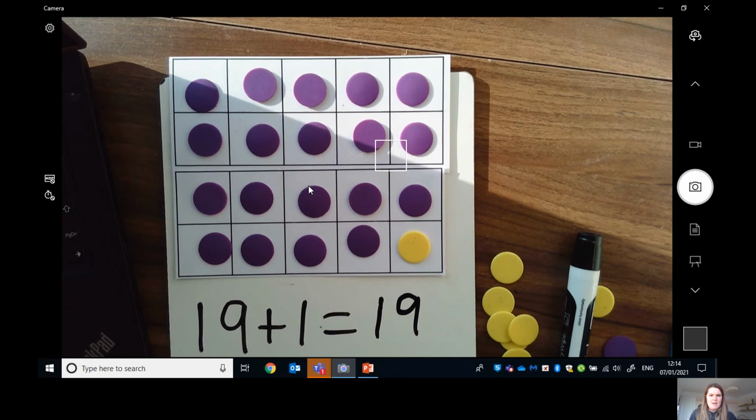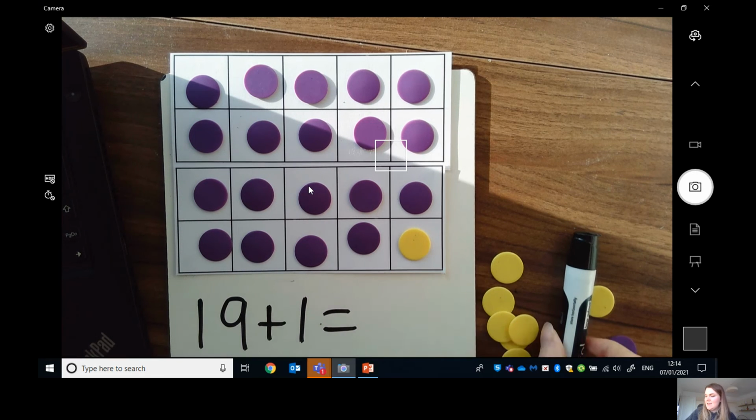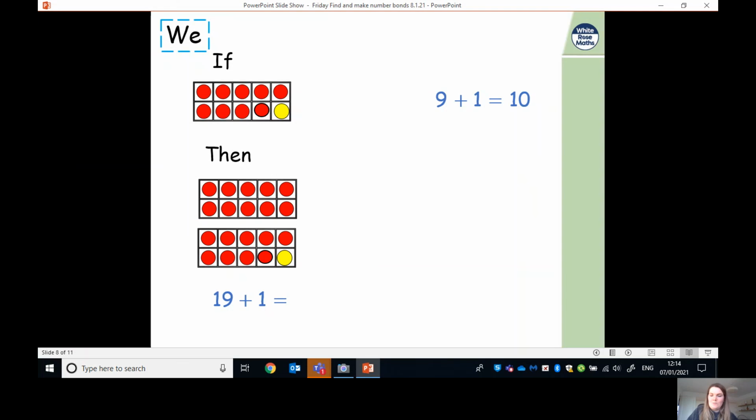So I did 19 plus 1. I filled out my grid and I got, oh, that's not right. 19 plus 1. Oh, I didn't add it. Okay, I've got 19, 20. Thank you, guys. And we know that because we know that 9 plus 1 is 10. Brilliant. Okay, let's see if you can do our next one.